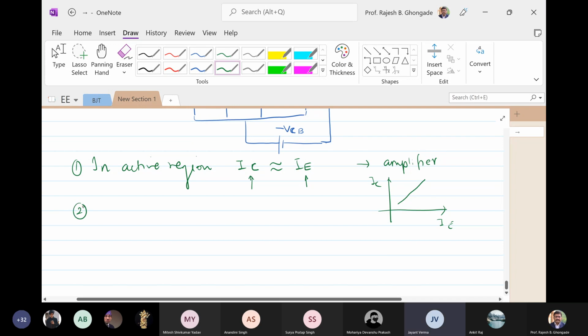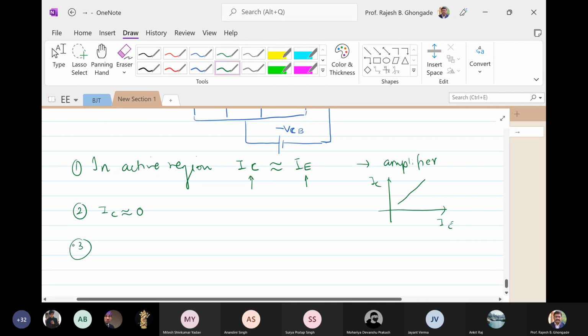Second observation, if the emitter current is 0, the collector current is simply your ICBO. This region we are going to call cutoff, and so the device is switched off, because your collector current is very small, nearly equal to 0. So in cutoff region, IC will be nearly equal to 0.